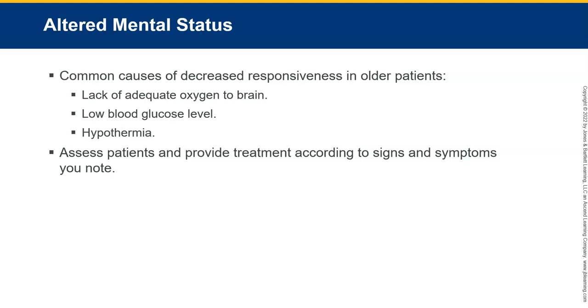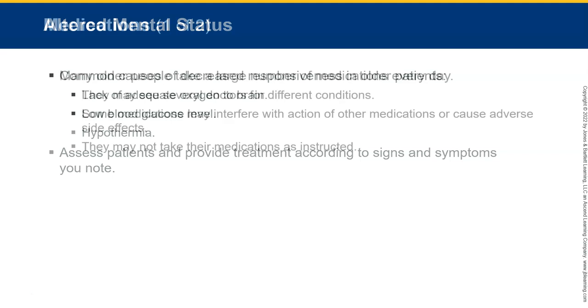So altered mental status, lots and lots of reasons. Someone could have altered mental status. So many of the medical conditions that commonly occur in older patients can result in altered mental status. The three common causes in these older patients for decreased responsiveness are going to be lack of adequate oxygen to the brain, low blood glucose, or even hypothermia. So we want to make sure that we're assessing these people with decreased responsiveness and then provide whatever treatment that we're able to for the signs and symptoms that we find.